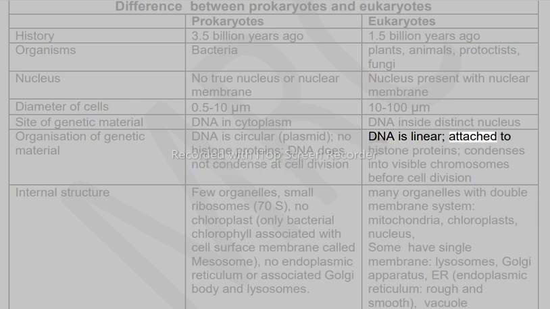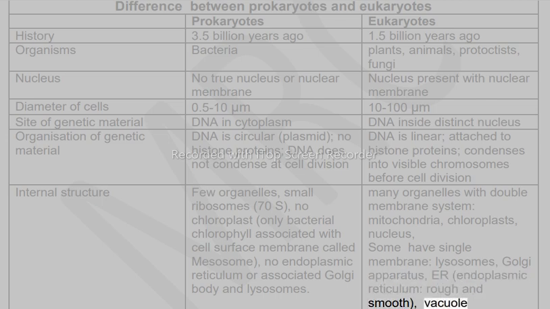In eukaryotes, DNA is linear, attached to histone proteins, and condenses into visible chromosomes before cell division. Internal structure: prokaryotes have few organelles, small ribosomes, 70S, no chloroplasts, only bacterial chlorophyll, and a structure associated with the cell surface membrane called the mesosome, with no endoplasmic reticulum, Golgi body or lysosomes. Eukaryotes have many organelles with a double membrane system: mitochondria, chloroplasts, nucleus.